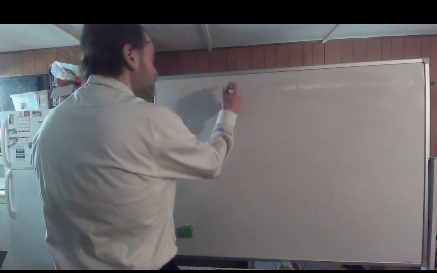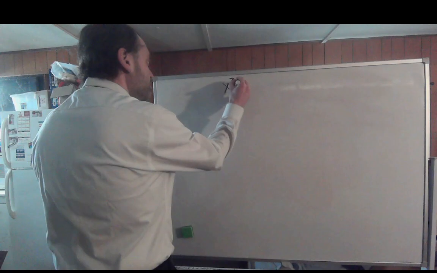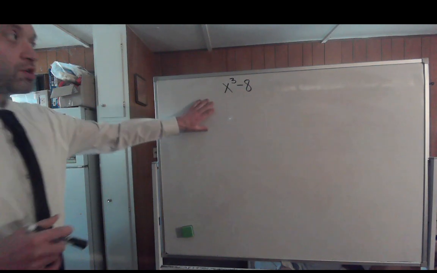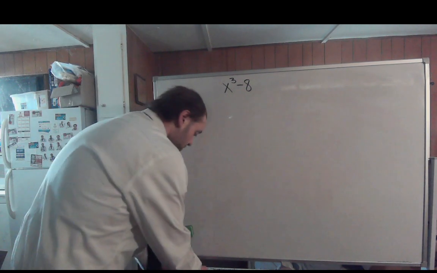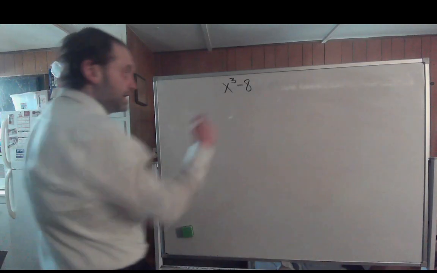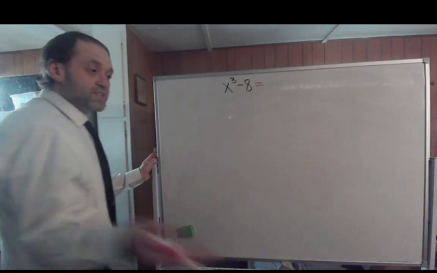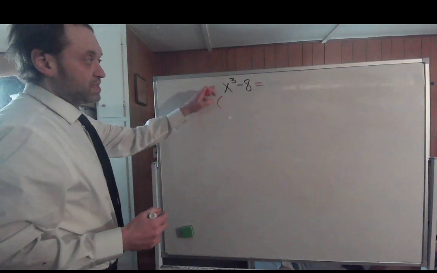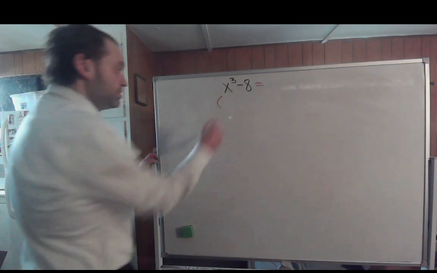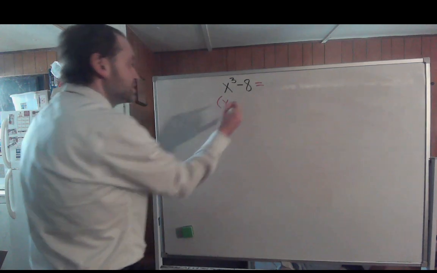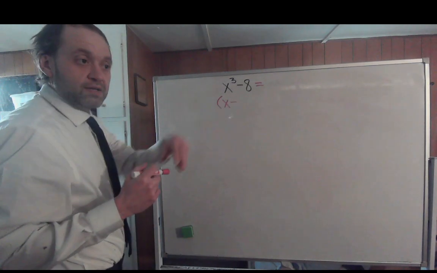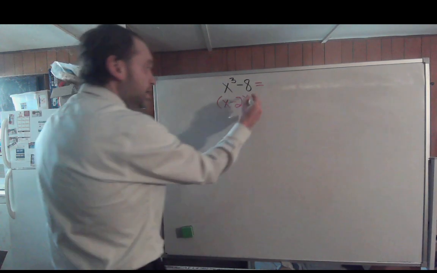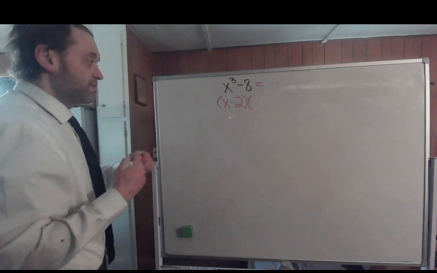Alright, so let's say we have x to the third minus 8. We've been given x to the third minus 8. So our goal is to factor x to the third minus 8. Well, of course, to get your first factor, you're going to want to take, what's the cube root of x cubed? That would just be x minus, what's the cube root of 8? That would be 2. So you'd end up getting x minus 2, that quantity, times for your second factor.